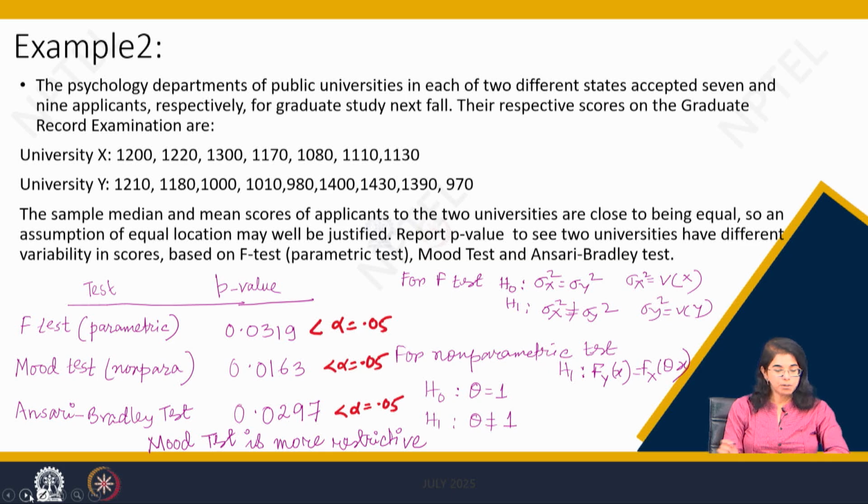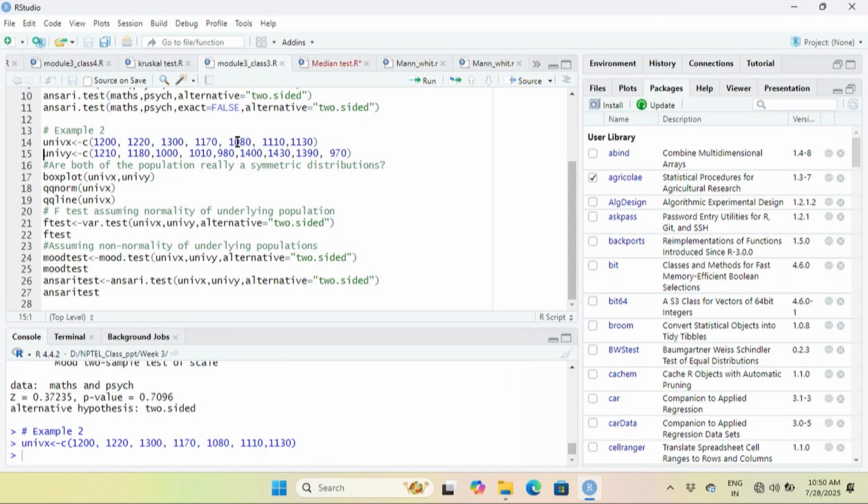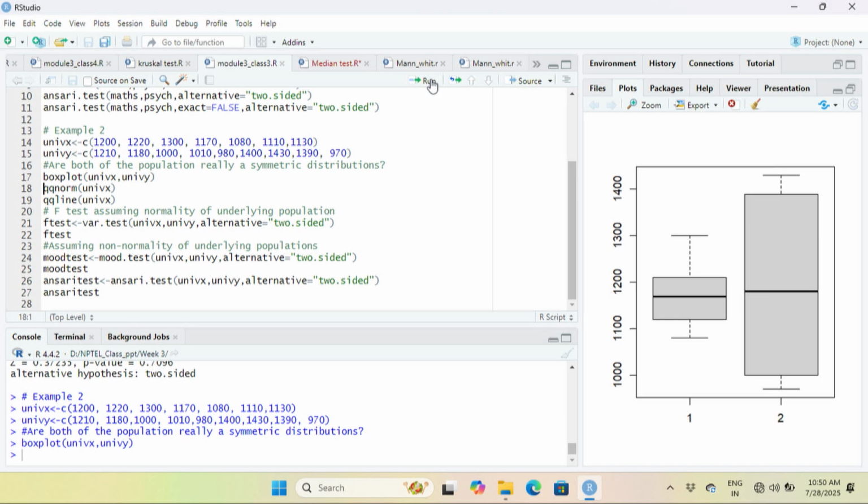Okay, so we will go to the mood test first. And for the mood test, once again, we have to go back to the R console. See, in the R console, example 2, you can see University X, University Y. Now the question is, are both of the populations really symmetric distributions? You can draw the box plot. You will see that there are 2 university box plots. And are they following a normal distribution?